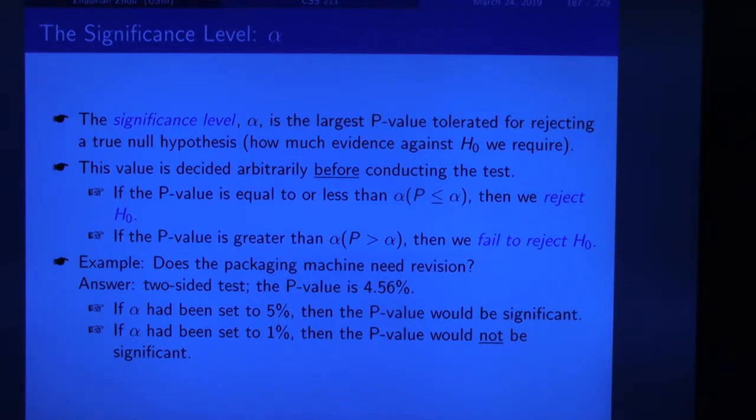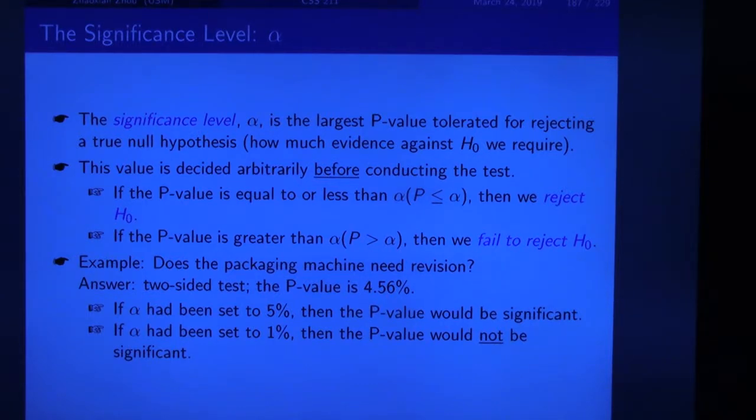When we calculate the p-value, we compare that p-value with the significance level alpha. In our example, we choose alpha equals 5%, and that choice of 5% is independent of the p-value. So the significance level alpha is the largest p-value tolerated for rejecting a true null hypothesis. How much evidence against H0 do we require?